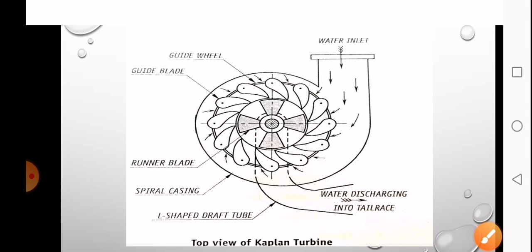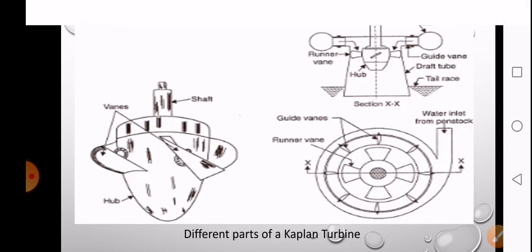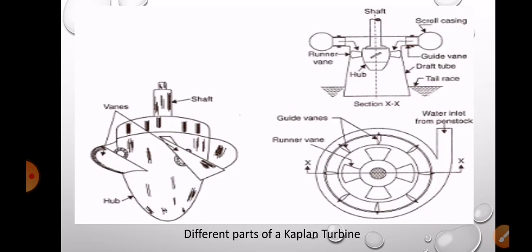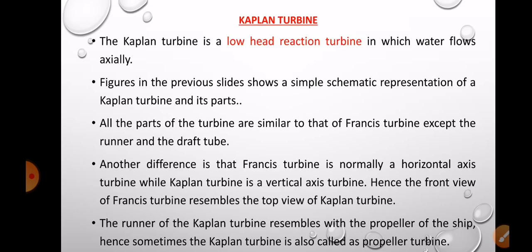So the tail race in case of a Kaplan turbine will be of L shape. Okay, so these are the various parts which were discussed, and again, I'll be putting an animation or a video of a Kaplan turbine, which will further clarify the working of a Kaplan turbine. So this was the explanation which I just gave.